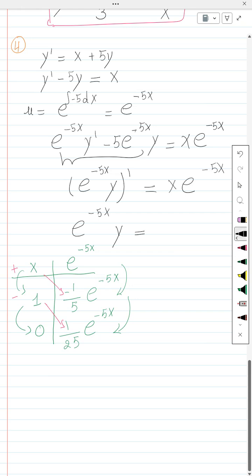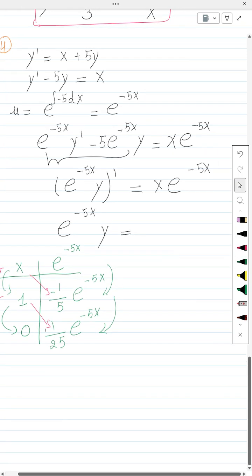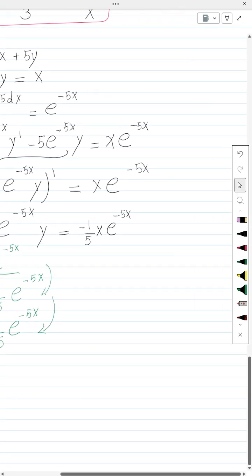It's going to be x times minus 1 over 5 exponential minus 5x, minus 1 over 5 times minus 1 over 5 exponential minus 5x, which is minus 1 over 5 x exponential minus 5x minus 1 over 25 exponential minus 5x plus c.